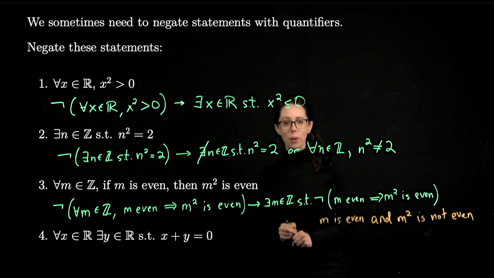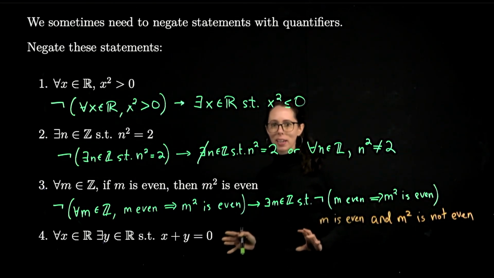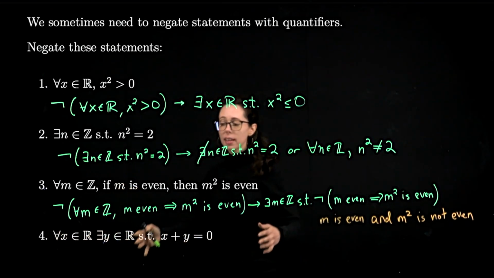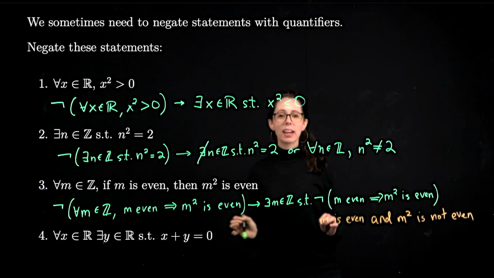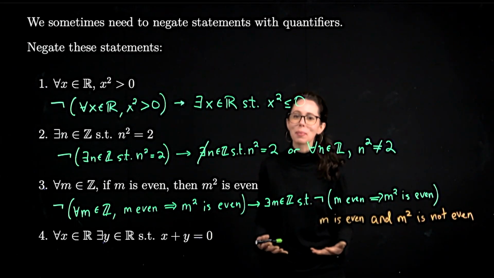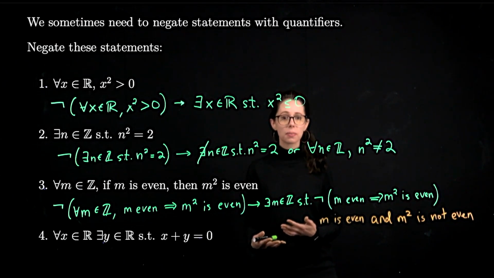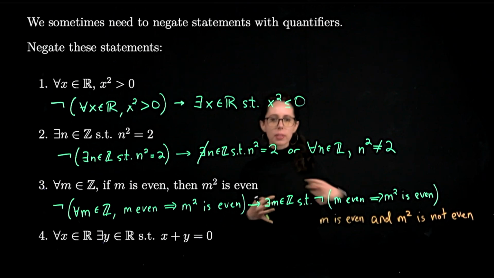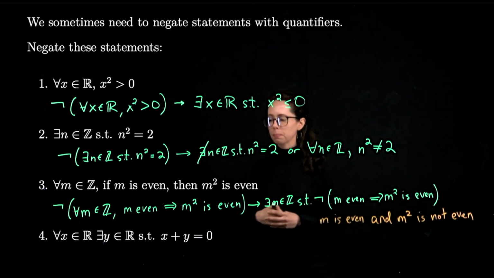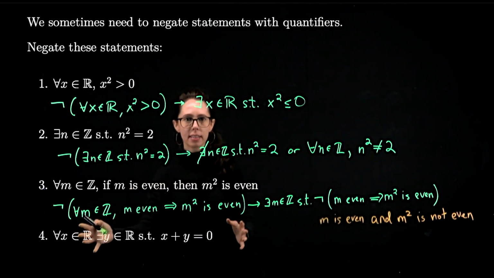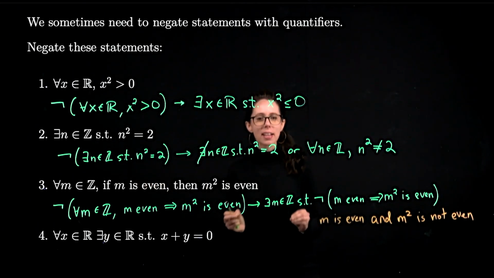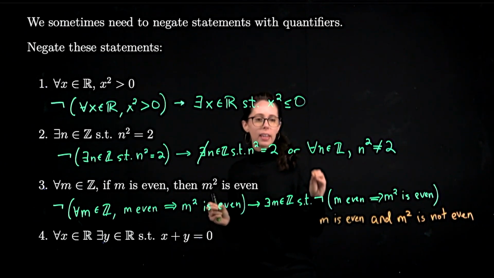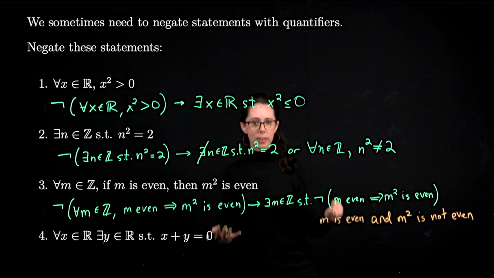For the fourth example, I think it's useful to keep in mind that this statement translated into words tells us every real number has an additive inverse. It's a true statement, so we're going to negate it to something false. But let's do this in words first, and then see if we can go symbolically and get to the same place. If it's not the case that every real number has an additive inverse, that must mean that somewhere out there is a number with no additive inverse.